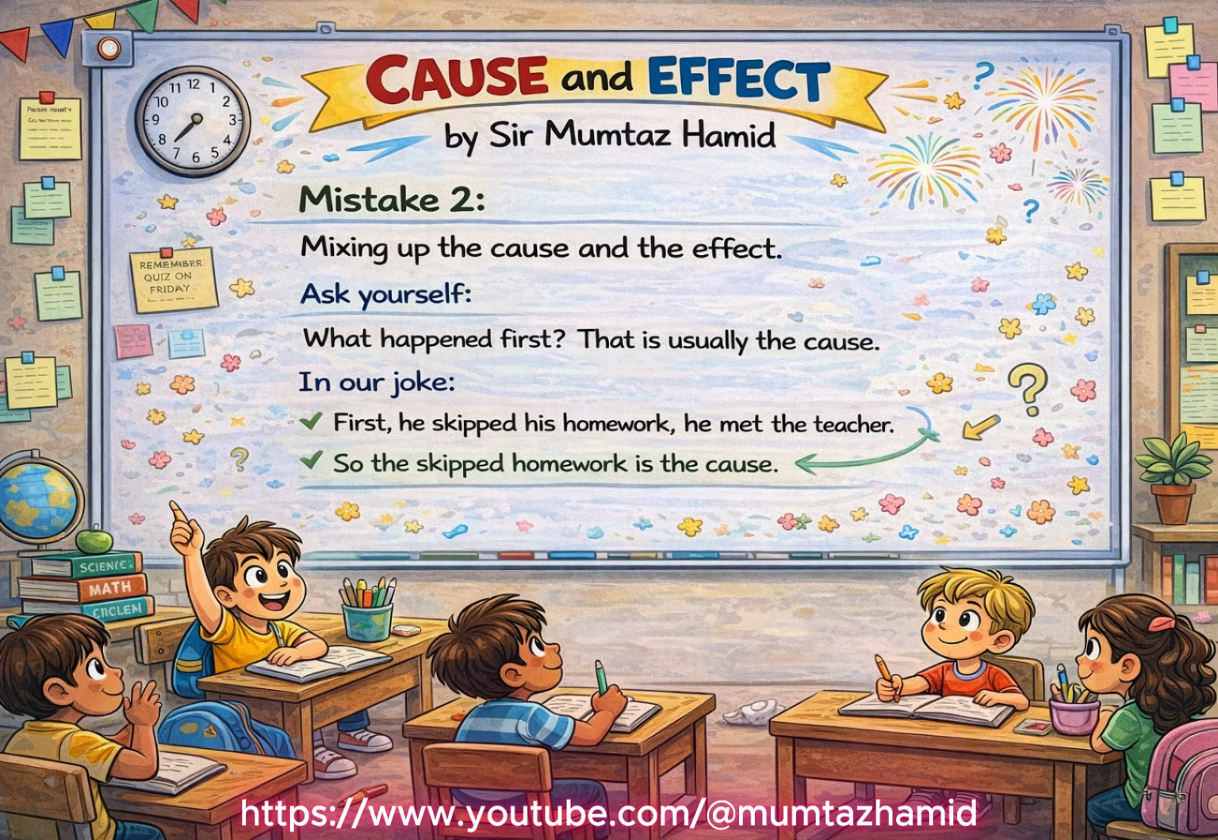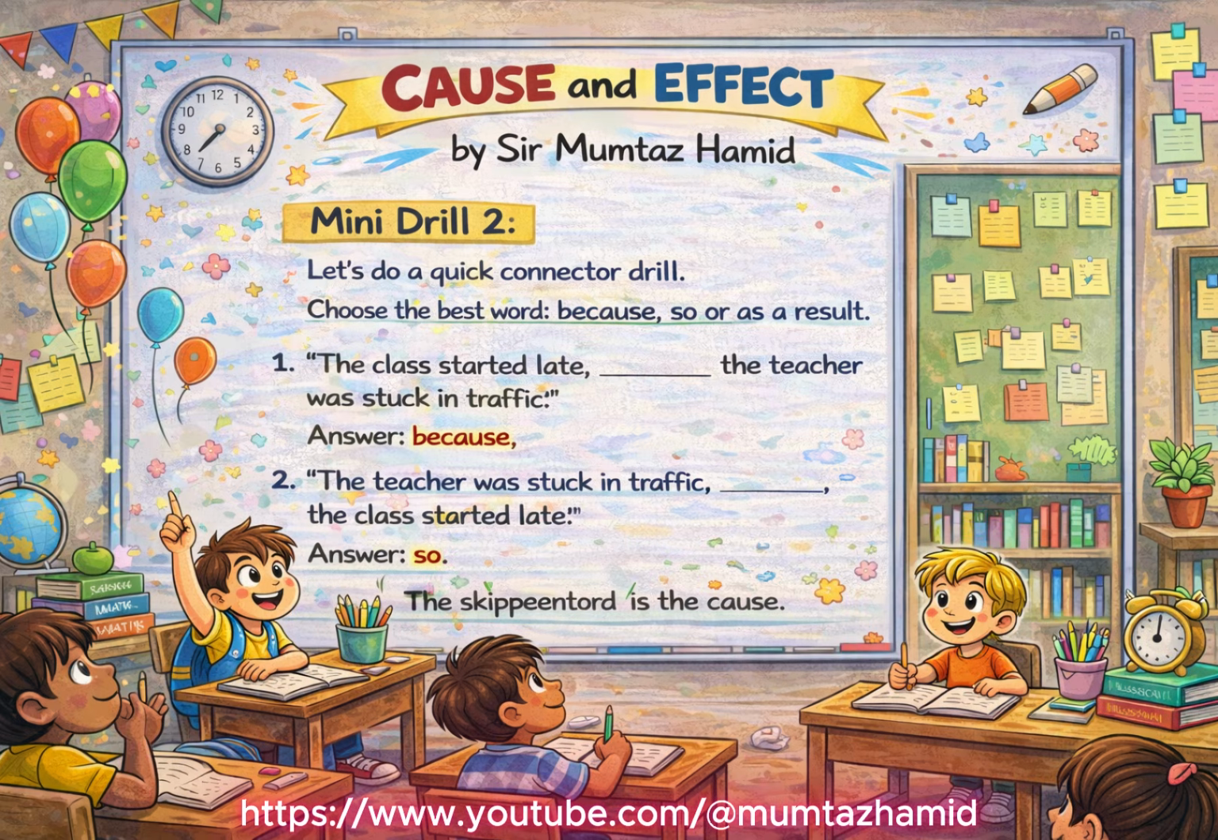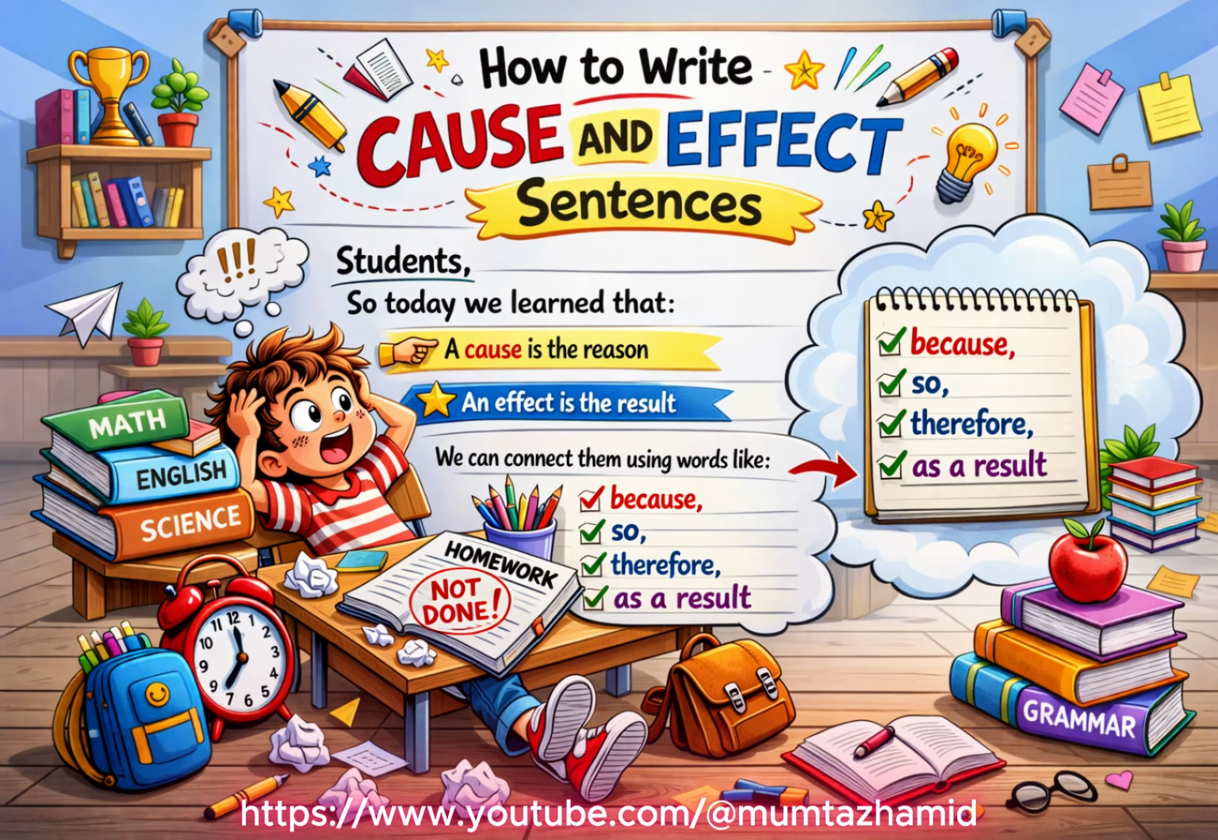Mini drill 2, students. Let's do a quick connector drill. Choose the best word: because, so, or as a result. 1. The class started late. The teacher was stuck in traffic. Answer: because. 2. The teacher was stuck in traffic. The class started late. Answer: so. 3. The teacher was stuck in traffic. The class started late. Answer: as a result. Nice job.